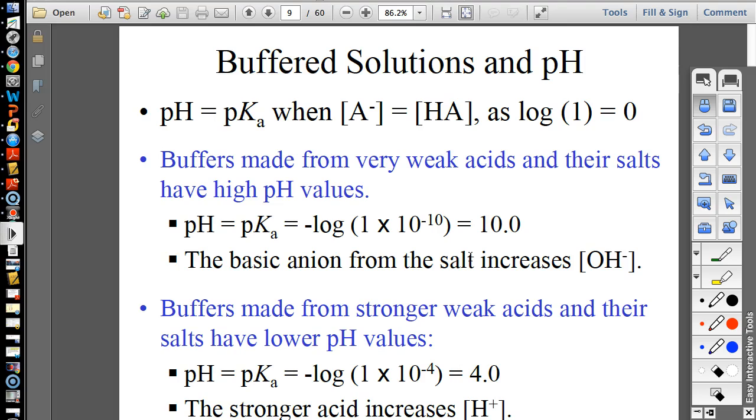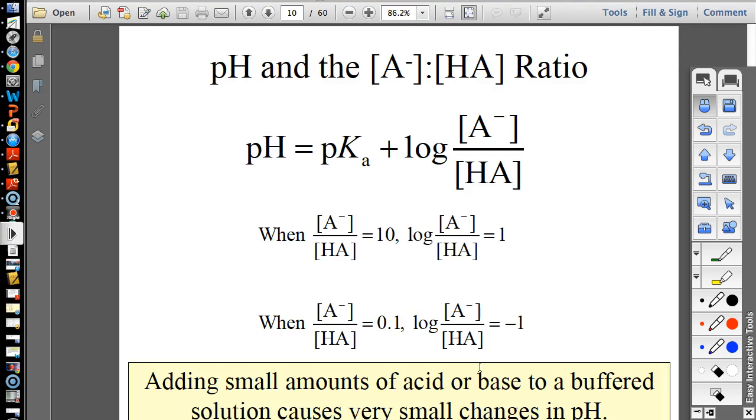Buffers made from stronger weak acids and their bases are going to have lower pHs, and that's just because if the pKa is like, see how this is stronger than that, 10 to the negative 4, your pKa and pH is going to be around 4, and that's good. Do you remember we talked about pKa? The higher the pKa, the weaker the acid. Stronger, lower number. All right.